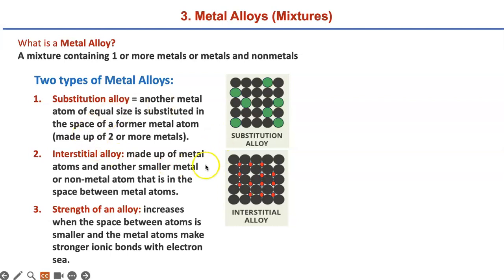So now, important thing to remember is these guys are much stronger than these guys. And if you make an interstitial alloy that is also a substitution alloy with the strongest metals with the strongest metallic bonds, then your alloy will be really tough.